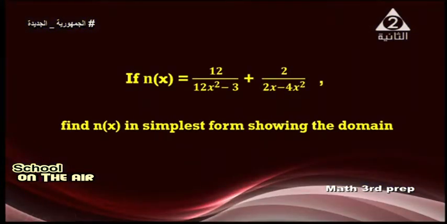Another exercise says: f n of x equals the fraction 12 divided by 12x squared minus 3, plus another fraction 2 divided by 2x minus 4x squared. Find n of x in a similar form showing the domain.